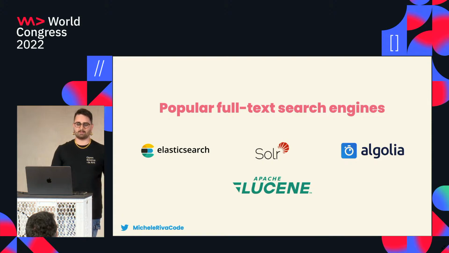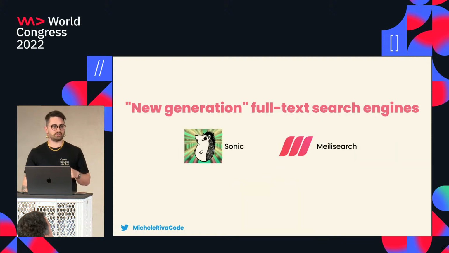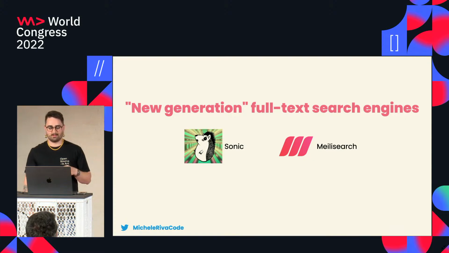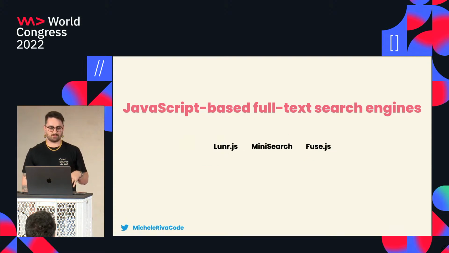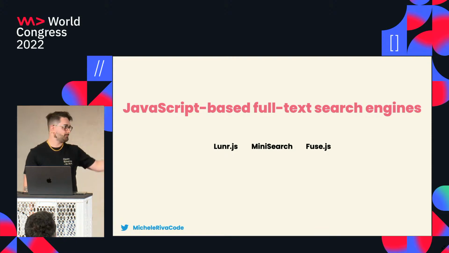These are the well-established and popular full-text search engines out there today, but there is also a new generation of full-text search engines from where I took some inspiration for this talk. For example, Sonic and Meilisearch. They are both written in Rust. They are beautiful solutions. So if you feel brave enough and want to try something new, this is where you want to go. There is also interest in the JavaScript community for building full-text search engines. So we also have some good products in JavaScript. Lunr, MiniSearch, Fuse, you can use them in React Native. You can use them on browsers, on servers, wherever you want. And these are brilliant. So I really encourage you to look into those.